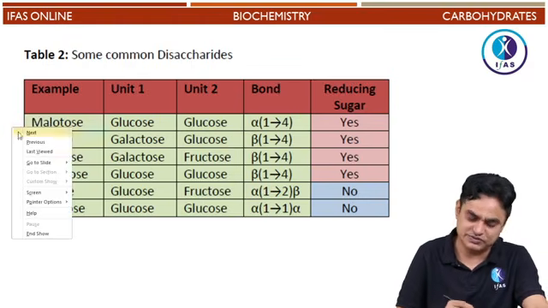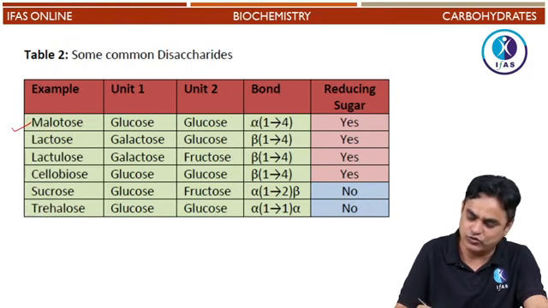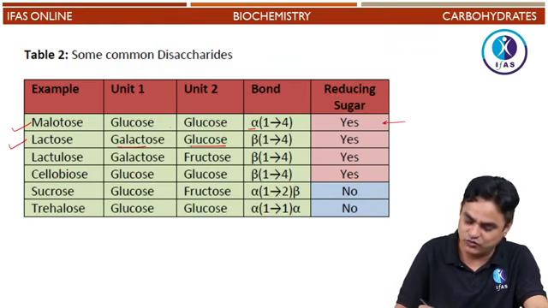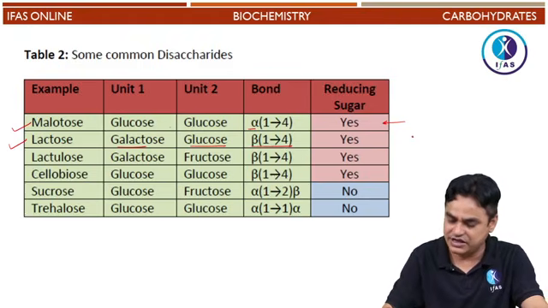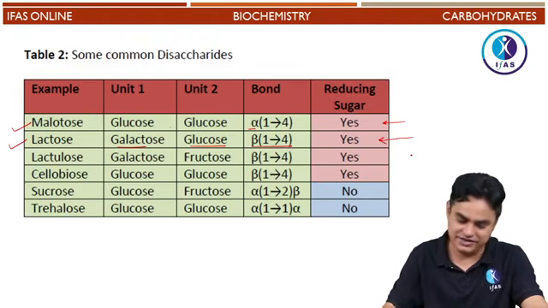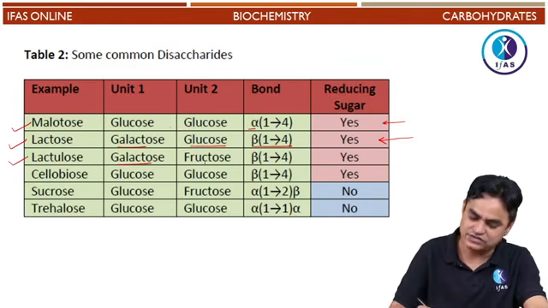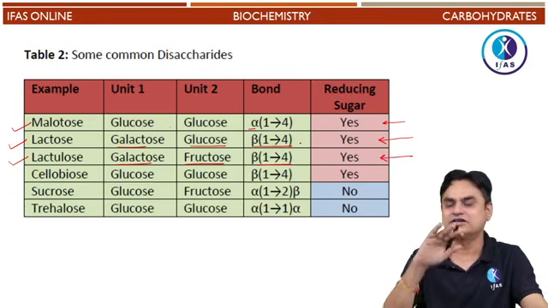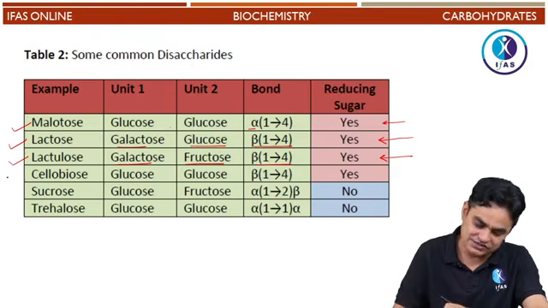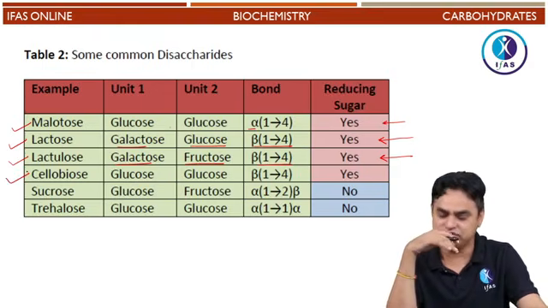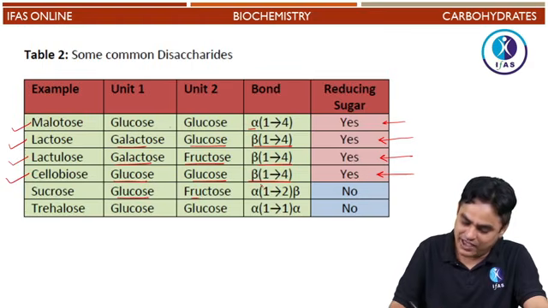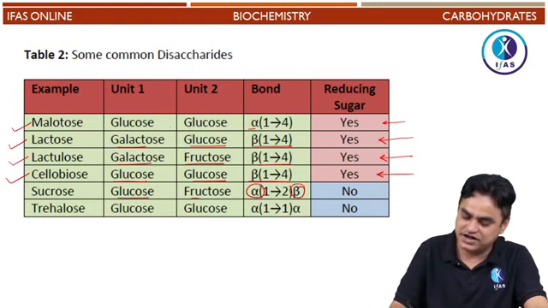Instead of structure, this much you must know: maltose has 2 glucose linked by alpha 1,4, it is a reducing sugar. Lactose has galactose and glucose units linked by beta 1,4, it is a reducing sugar. Lactulose has galactose as well as fructose with a beta 1,4 linkage. It is a reducing sugar, because obviously whenever one is linking with a 4, it has to be a reducing sugar.